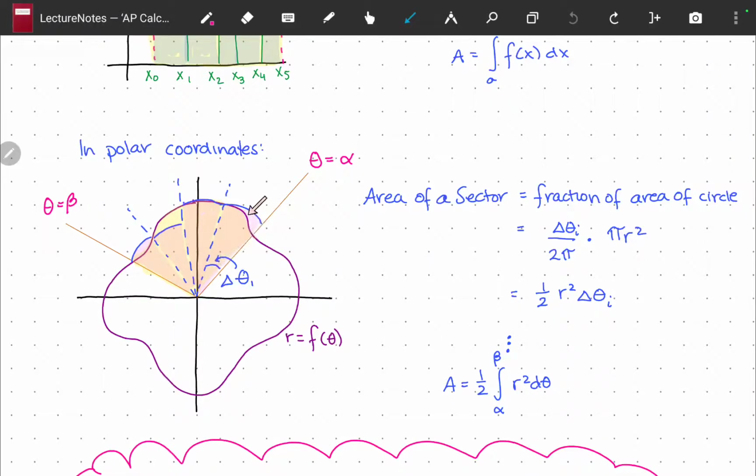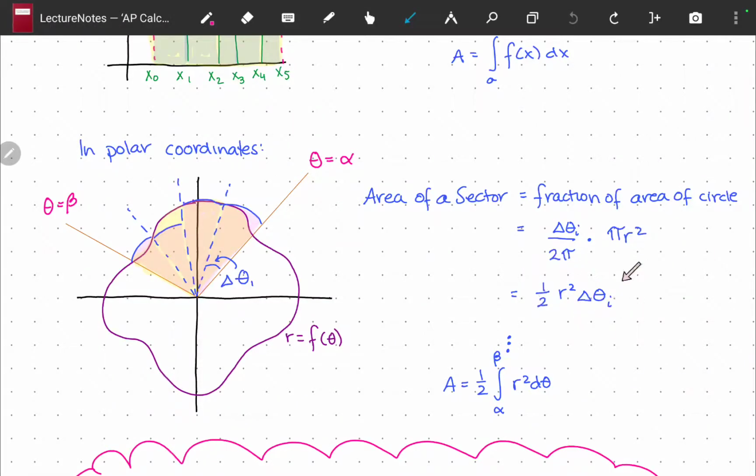So if we want to look at the area, for instance, of this sector, you have this angle here, which is the change in our thetas. So it's our delta theta sub i. And that's the part of the whole entire circle. So this represents the fraction of the circle, and then pi r squared is the area of the circle. And then we can just cross out the pi's and we get the formula. I'm just going to write it as 1/2 r squared delta theta sub i.